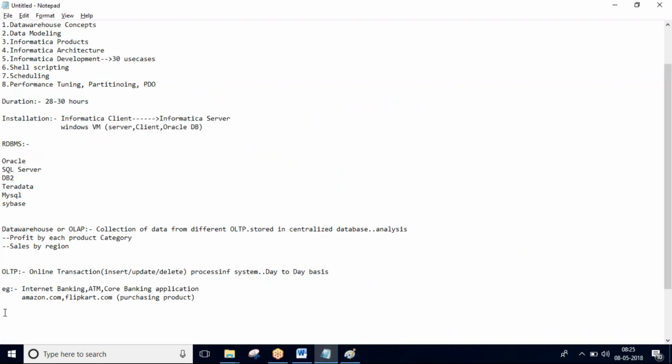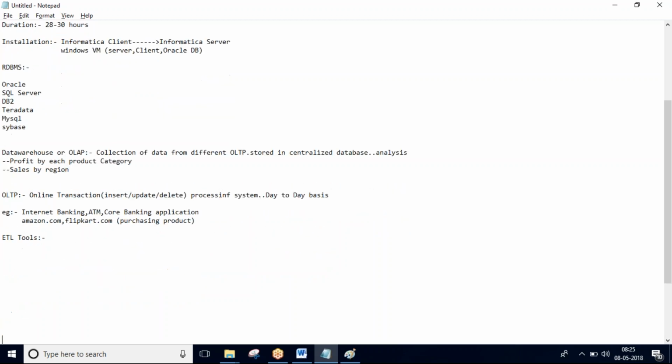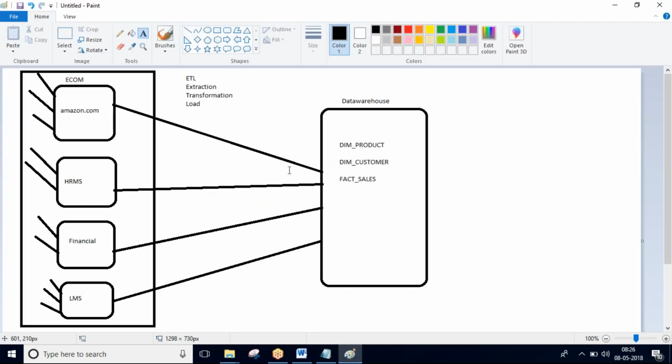When we talk about ETL, there are different ETL tools in the market. Basically you have Informatica PowerCenter as one ETL tool, and you have SSIS, SQL Server Integration Services. You have DataStage, you have ODI, you have BODS, Business Objects Data Services, and you have Pentaho, and then Jasper also has an ETL. Likewise, there are different ETL tools which help you to integrate the data from any type of transactional system into a data warehouse.